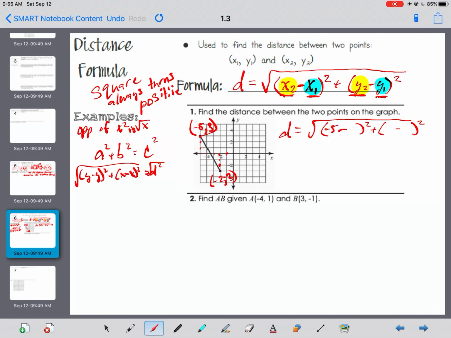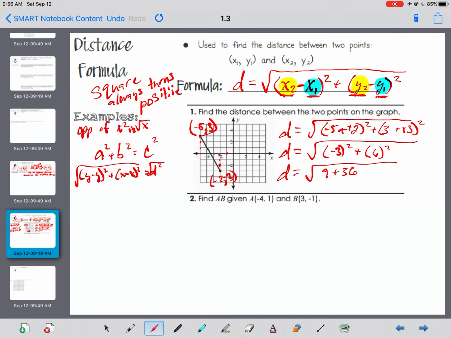First coordinate, negative 5, 3. So I put the x in for x. I put the y in for y. Next coordinate, I put the x in for x. I put the y in for y. Negative, negative goes positive. Negative, negative goes positive. D equals the square root of negative 5 plus 2 is negative 3 squared plus 3 is 6 squared. Square root of 9 plus 36. Let's see, 9 plus 36 is 45.